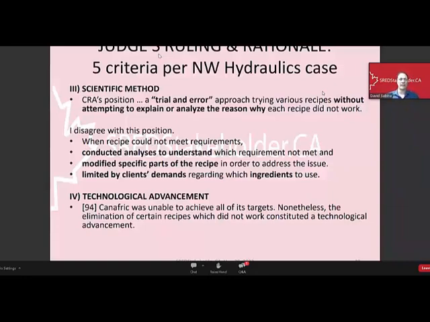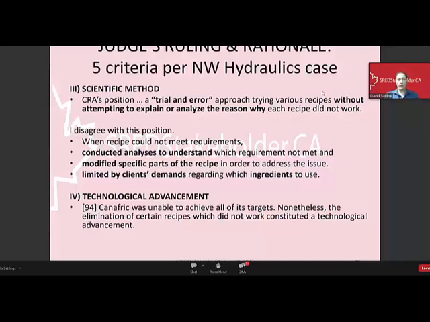the technological advancement. Okay, so the judge felt that there was a systematic investigation, that when recipes wouldn't meet requirements, they conducted analysis to understand why, they modified the recipe, and they were limited in scope by clients' demands on which ingredients to use. Okay.